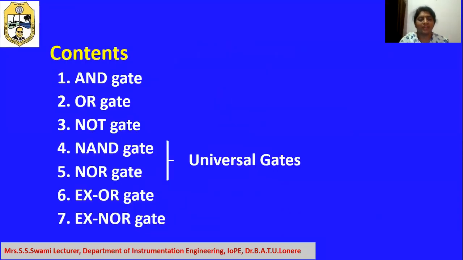The contents of the video are AND gate, OR gate, NOT gate, NAND gate, NOR gate, XOR gate, XNOR gate. Here this NAND gate and NOR gate are universal gates. Why they are called universal gate we will see in the upcoming slides.